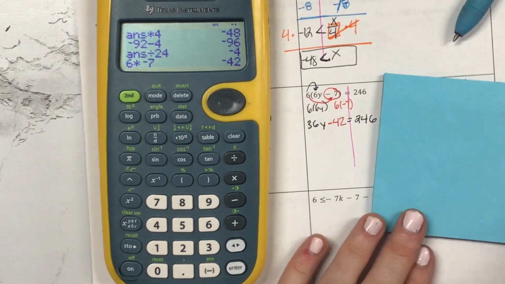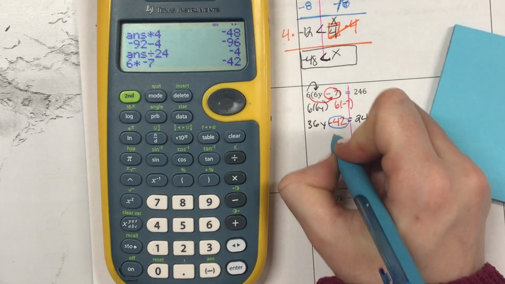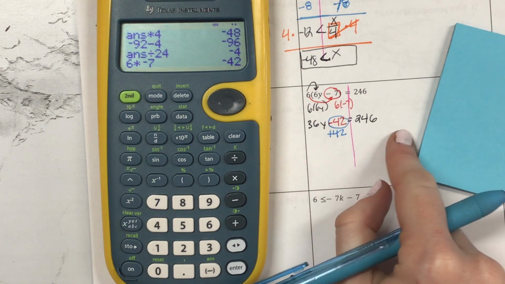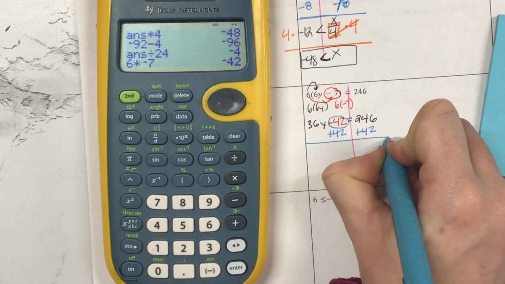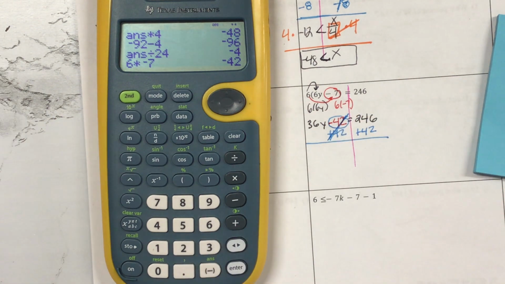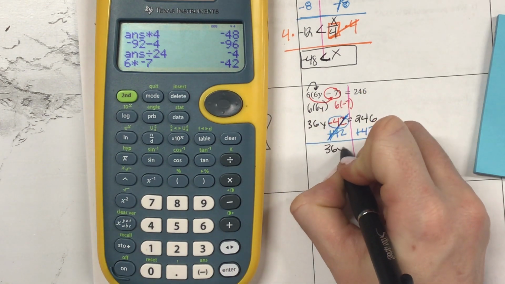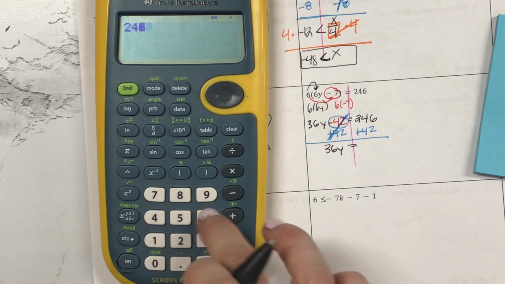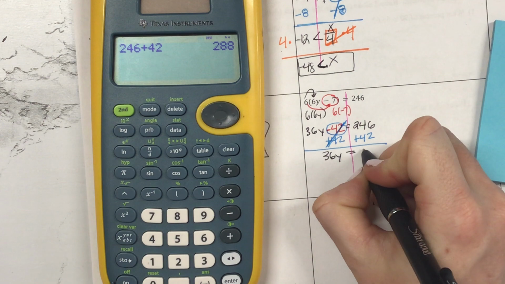Then, working on the side of the variable, we have to get rid of the constant, this minus 42. To undo minus 42, we're going to do plus 42. What I do on the side of the variable, I must do on the other side. The purpose of that was to get rid of the 42s, so those go away. We still have a 36y. And 246 plus 42 is 288.